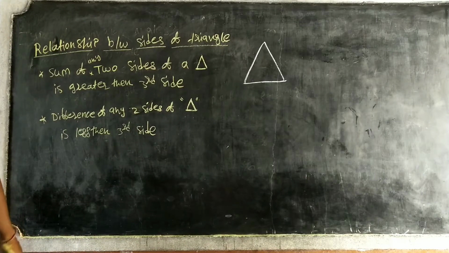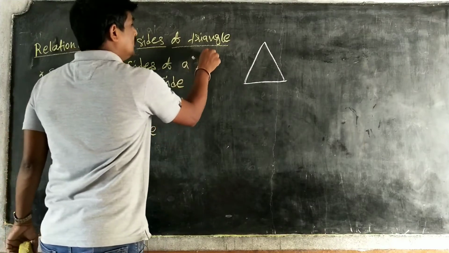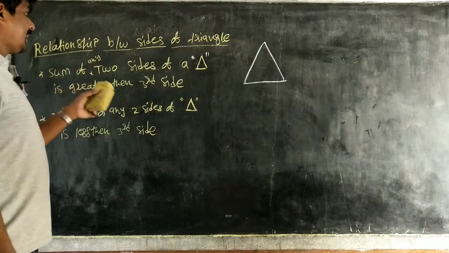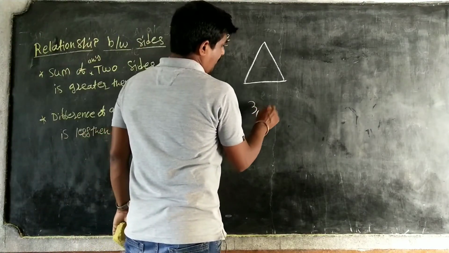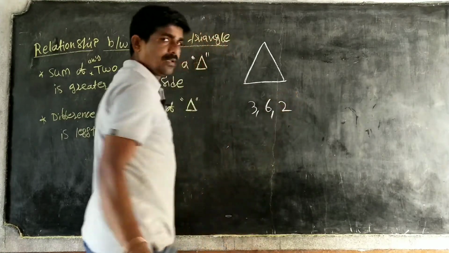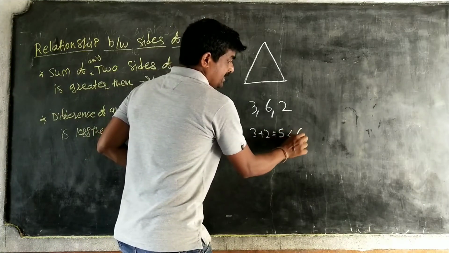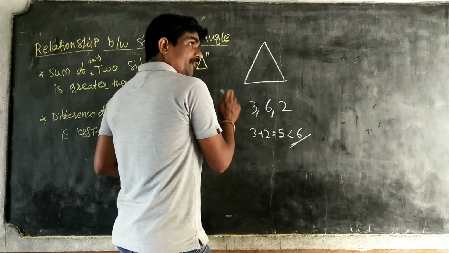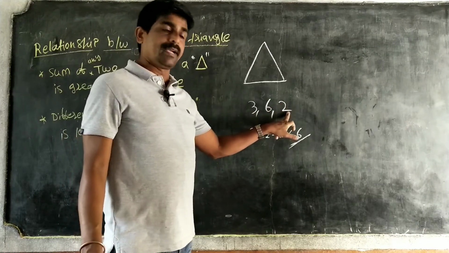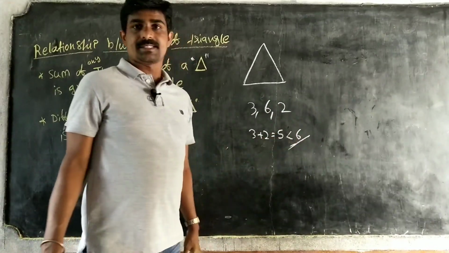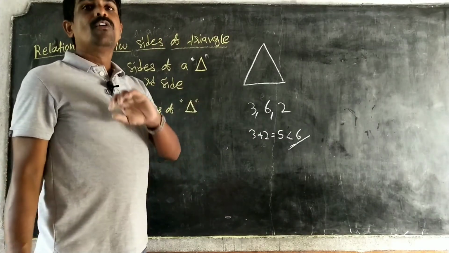For example, the sum of any 2 sides of a triangle is greater than the third side. Say I take 3, 6 and 2. 3 plus 2 is equal to 5, and 5 is less than 6. So we can never draw a triangle with 3, 6, 2, because the sum of the 2 sides is less than 6. It is not possible to form a triangle.